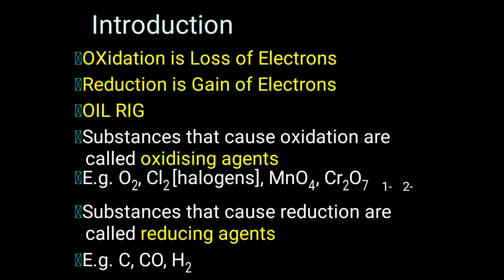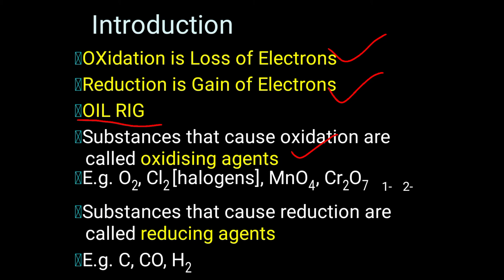Before that, let's recap. Oxidation is loss of electrons, reduction is gain of electrons. So, OIL RIG. Substances that cause oxidation are called oxidizing agents. For example, oxygen, chlorine, KMnO4, K2Cr2O7 are all oxidizing agents.